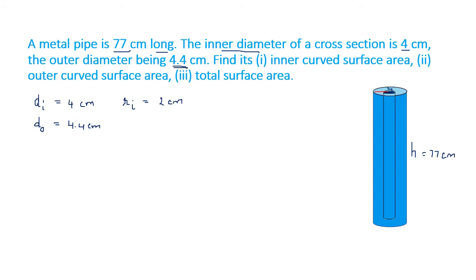Here this is the outer diameter, that is 4.4. So R_O I will write, you can write whatever you want. R_O is 2.2 centimeter, that is the outer radius. Now what will I find here? The inner curved surface area. So I will write CSA, curved surface area of inner cylinder.